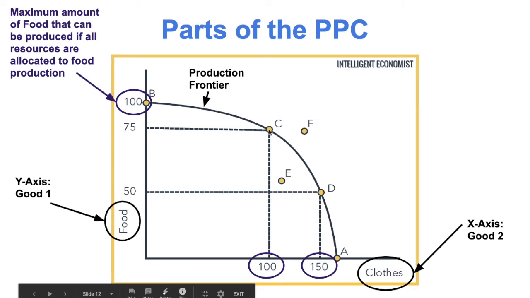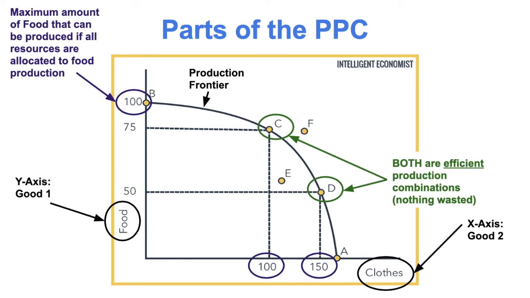So at point C, we can make 100 units of clothing. At point D, we can make 150 units combined with 75 units of food or 50 units of food, respectively. And then, as I mentioned, we have our frontier, the maximum capabilities of our resources. That's if we're using those resources efficiently, if we're allocating them efficiently. And then, of course, we have these different points along that curve that are efficient points of production.